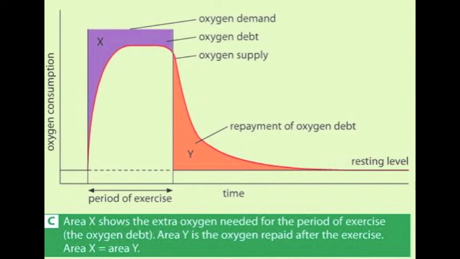The oxygen debt is the difference between how much oxygen you would need if you gained all the energy by aerobic respiration and how much oxygen is actually available. This can be shown as a graph.